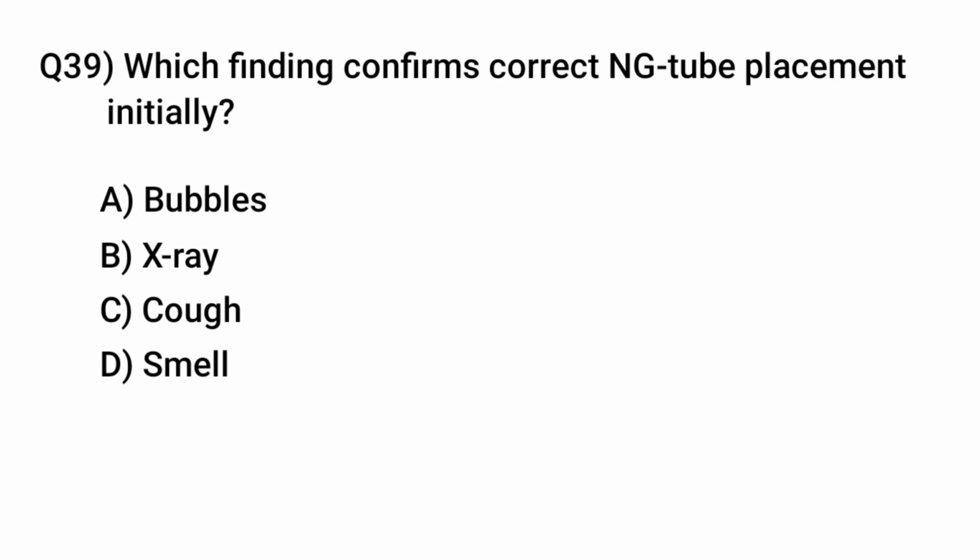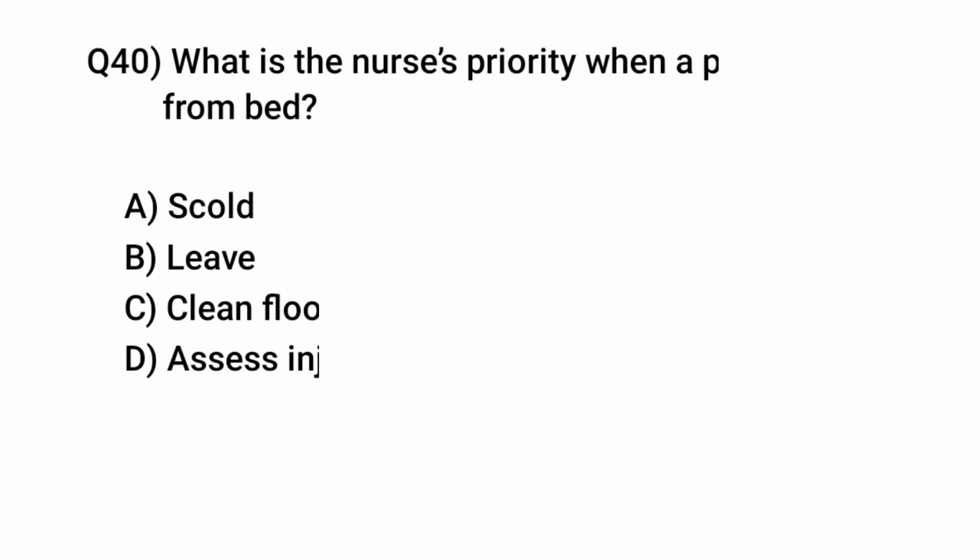Question number 39. Which finding confirms correct gastric tube placement initially? Correct option is B. X-ray. Question number 40. What is the nurse's priority when a patient falls from bed? Correct option is D. Assess injury.